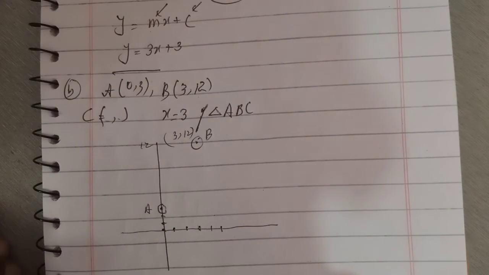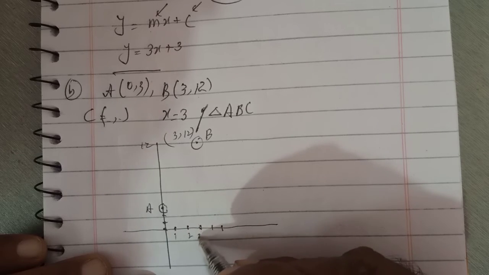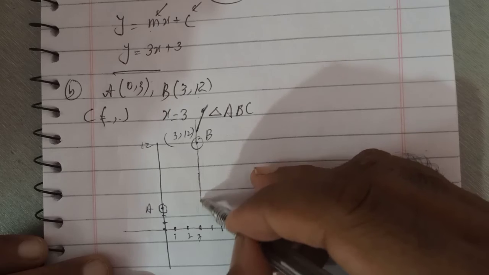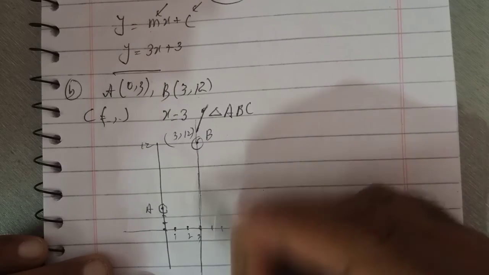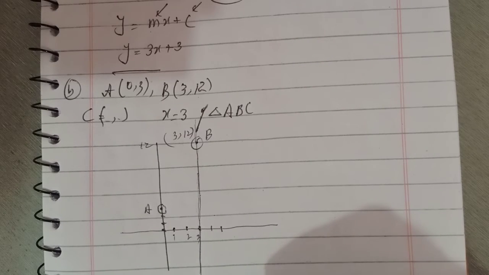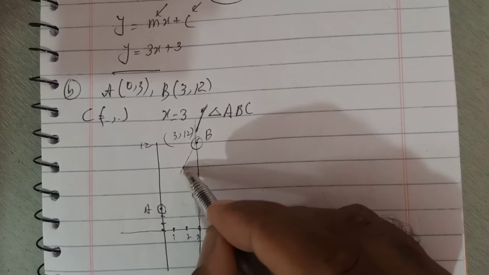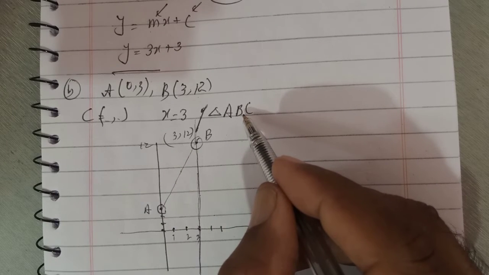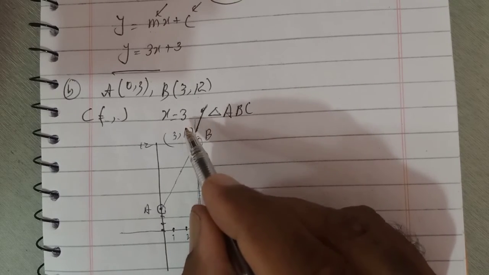Now, the line of symmetry is what? x is equal to 3. So this is 1, this is 2, this is 3. This is the line which is the line of symmetry. I draw this line. You look at this line, it passes through B. Triangle ABC has x is equal to 3 as line of symmetry.